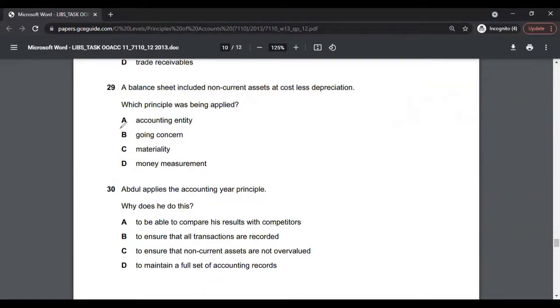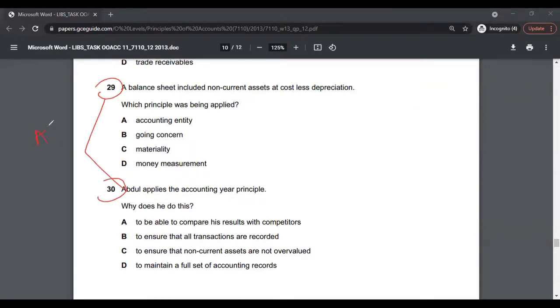So again, I would like to highlight here multiple choice 29 and 30. They are again on accounting principles. In May, June 2013 as well, the last two MCQs were on accounting principles. Knowing accounting principles is important. Multiple choice 29. A balance sheet included non-current assets at cost less depreciation. Which principle was being applied?